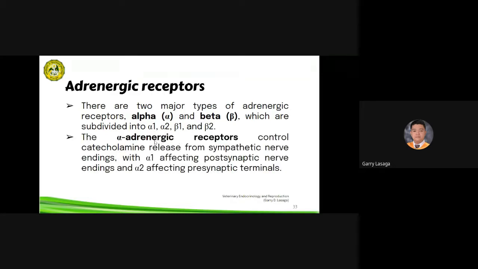In terms of their function, the alpha adrenergic receptors control the release of catecholamines from the sympathetic nerve endings, with alpha 1 controlling the release of the catecholamines from the postsynaptic nerve, while the alpha 2 receptors will affect the release of catecholamines from the presynaptic nerve endings.